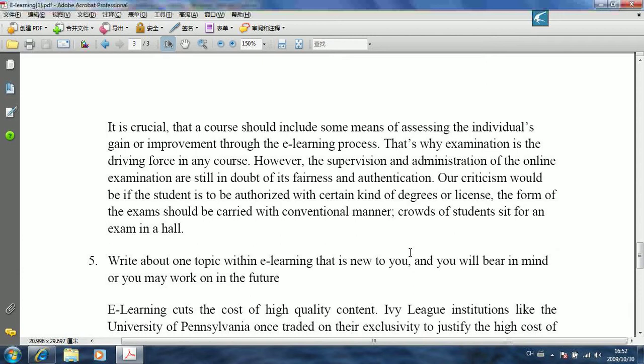But the thing is that the supervision and administration of online examinations have always been a doubt for their fairness and authentication. So our criticism would be that if the student is to be awarded certain degrees or licenses, the exams should be carried out in the conventional manner. Crowds of students sit in an examination hall, instead of someone sitting at home, enjoying a cup of coffee and taking the exam. Maybe also viewing Wikipedia.